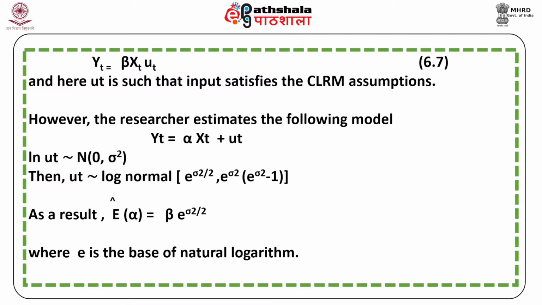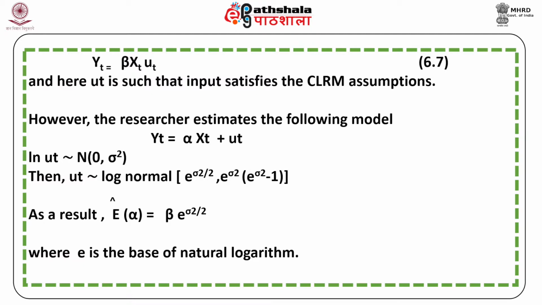However, the researcher estimates the following model: yt is equal to alpha xt plus mu t. What will be the consequence of such an estimation? Given that log mu t satisfies the OLS assumptions, it must be true that log mu t is normally distributed with 0 mean and sigma square as the variance. Then mu t is distributed log-normally with mean e raised to the power sigma square by 2 and with variance e raised to the power sigma square into (e raised to the power sigma square minus 1).